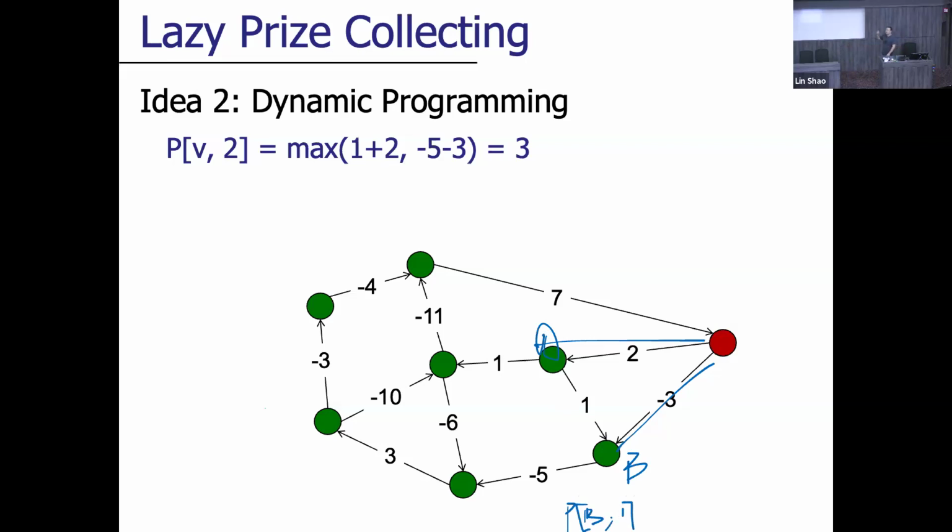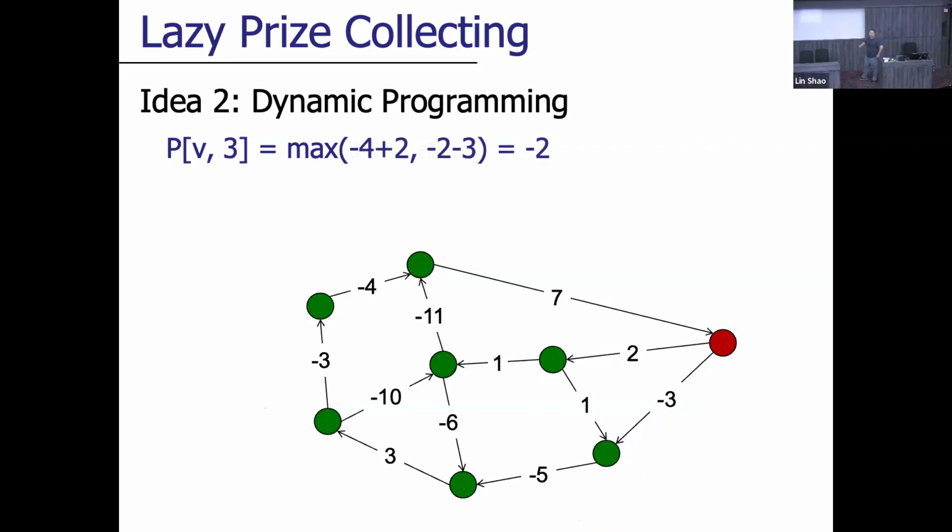PB1 means you start from the specific node B and only take one step. What is the maximum price you can collect? It seems there's only one path, and you have to take one step. That gives -5, so PB1 would be -5. We take the weight from node V to B, which is -3, and then take the maximum between the two possible weights. Then we have the result of 3.